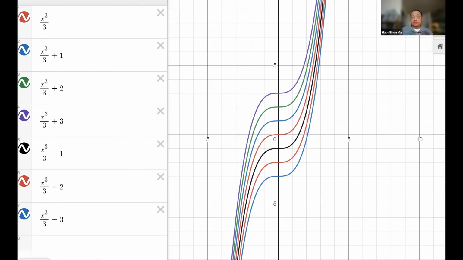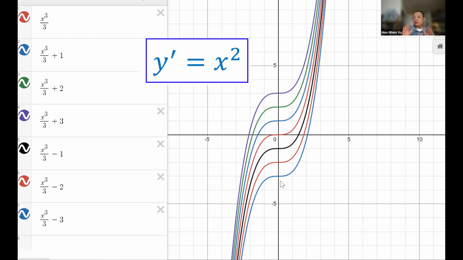If we graph a whole bunch of these x cubed over 3 plus c, we get several curves like these. All of these are solutions to the differential equation, in the sense that at each point on the curve, the slope y prime satisfies the condition y prime equals x squared.